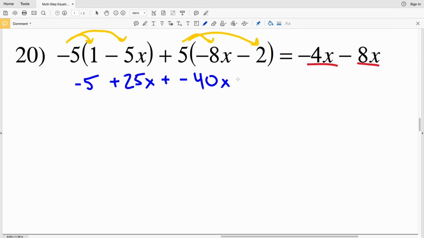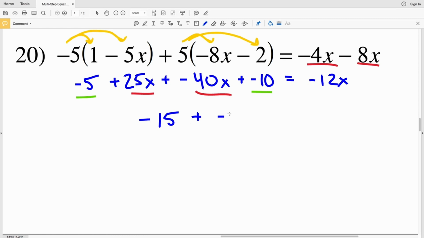and then 5 times 2 is 10, and that 10 will be subtracted, so let's just write it in terms of addition, so it'll be adding a negative 10, and that's going to be equal to negative 4x minus 8x, which is negative 12x. Now we're going to combine like terms, 25x and negative 40x, and negative 5 and negative 10. Negative 5 plus negative 10 is going to leave us with negative 15. 25x minus 40x, or plus a negative 40x, is going to be negative 15x, and that's going to be equal to negative 12x.